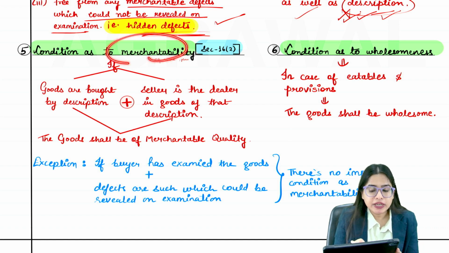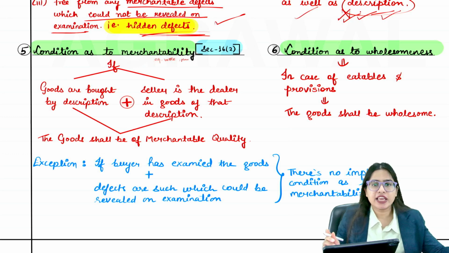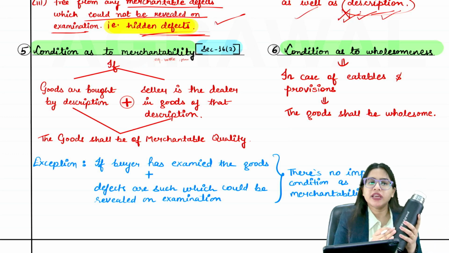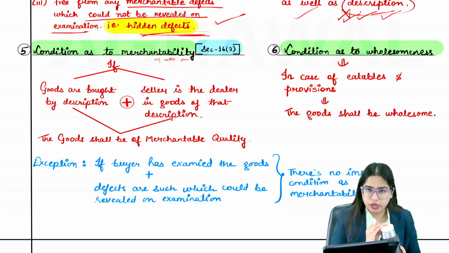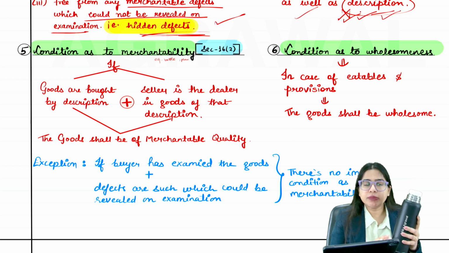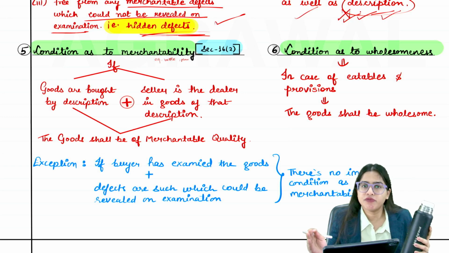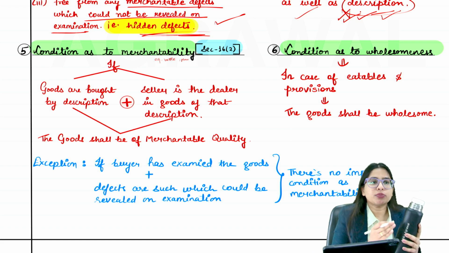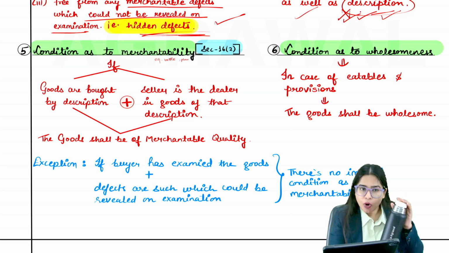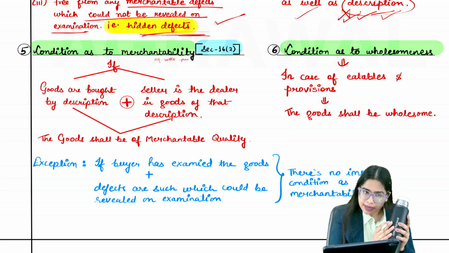So merchantability means usable. Let's say if we talk about a bottle, what is the main purpose of a bottle? To hold liquid, right? So it should be merchantable, means it should be usable. It should be free from defects, which an ordinary person can accept and can use.